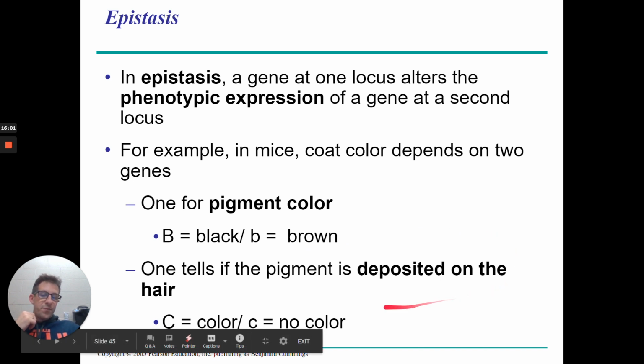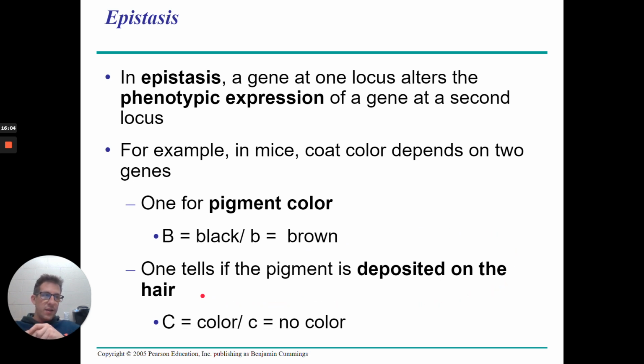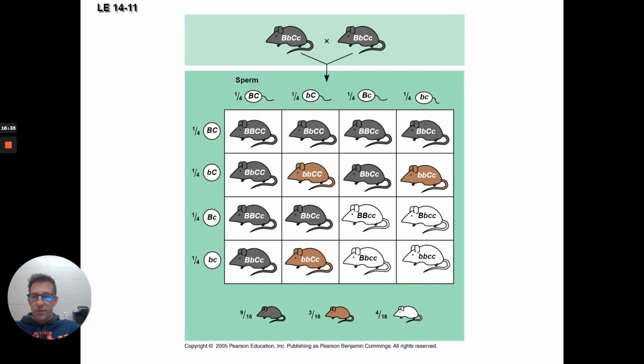But another gene located in the genome tells whether or not the pigment actually gets deposited into the hair. Okay, and so again, that works with simple Mendelian inheritance patterns, where if you get a dominant version, big C, then the hair is actually going to get the color. If you get double recessive copies, then the hair is not going to get the color.